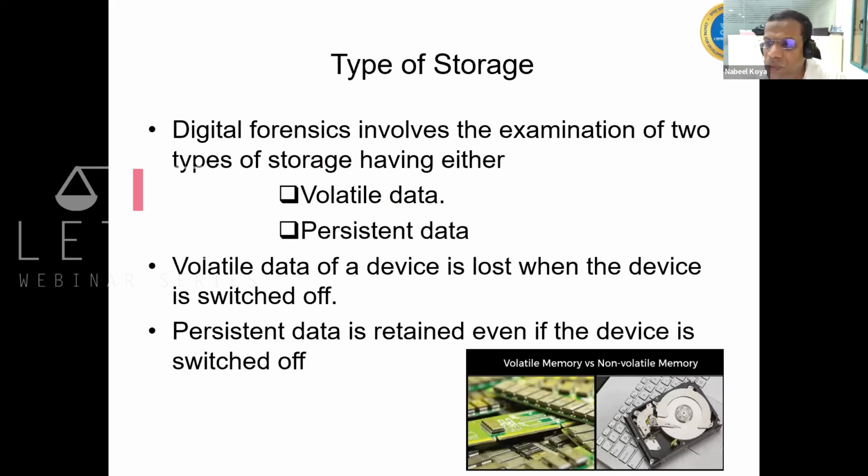Now, let's come to the technological part. So what are you going to analyze in a digital evidence? You're looking into the data storage mediums, actually. That's where your data is going to be stored. So digital forensics involves the examination of two types of storage. Basically, it's volatile and non-volatile. To give an example, volatile data is the RAM of your computer.